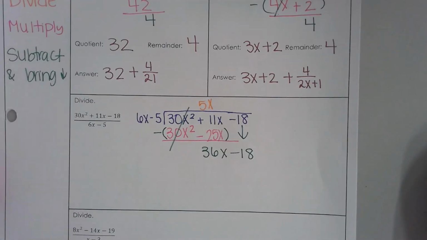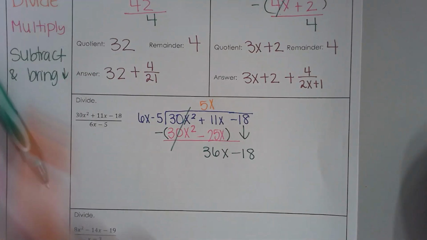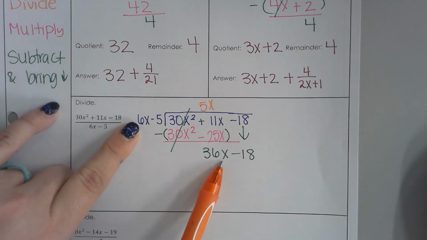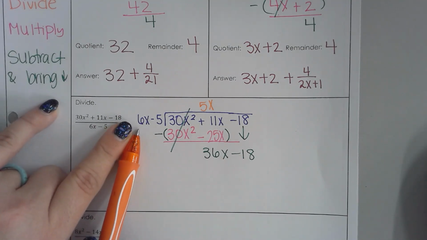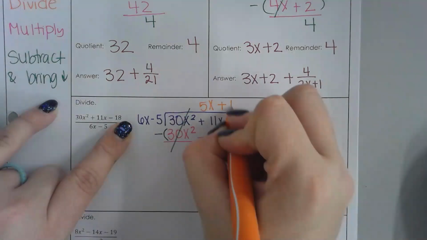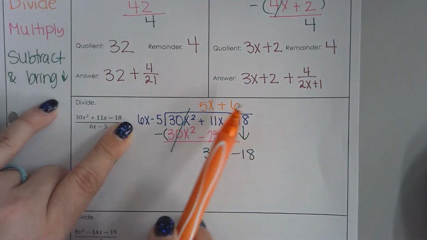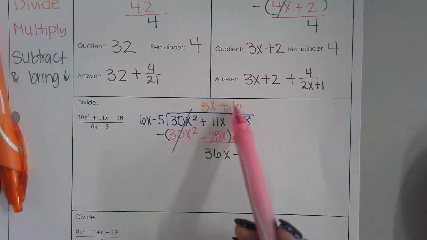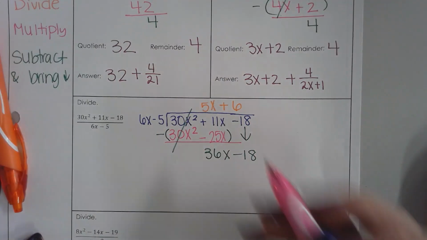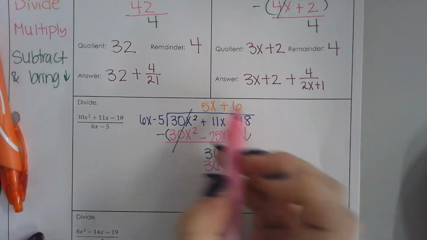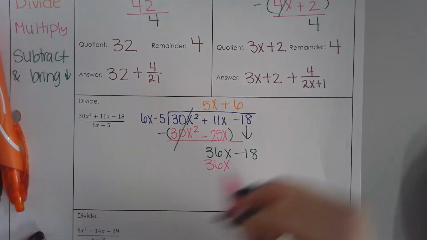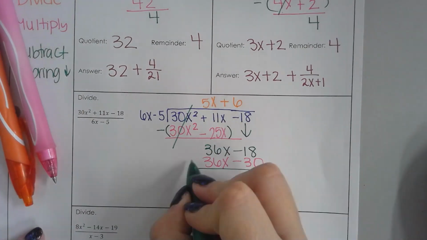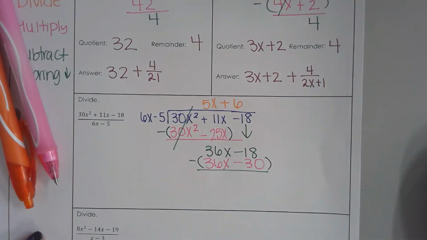Alright. Then we repeat. I take my leading term divided by this leading term. 36x divided by 6x is what? 6. Okay. Then I multiply the 6 times everything here. 6 times 6x is 36x. 6 times negative 5 is negative 30. And then we subtract.